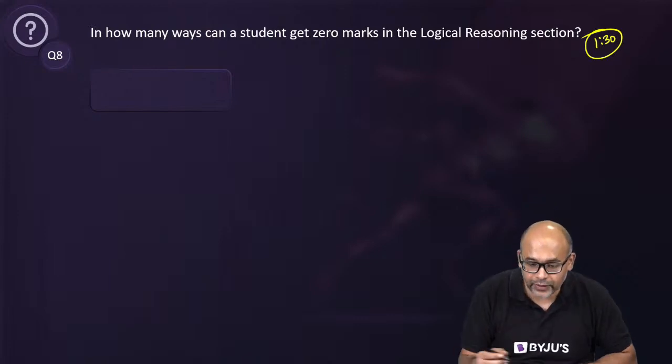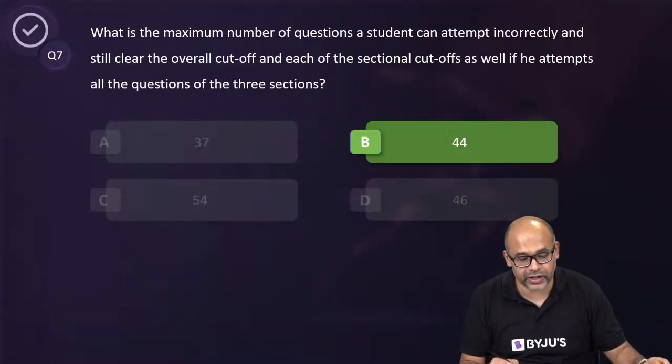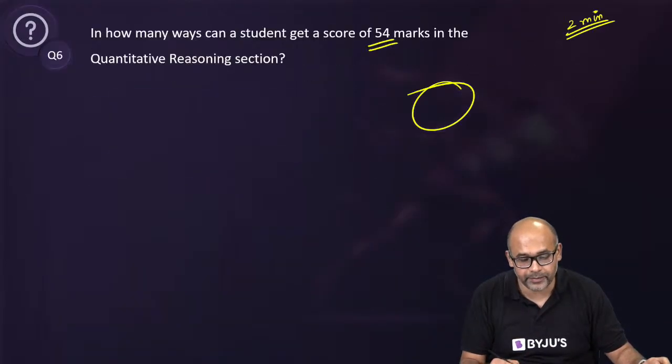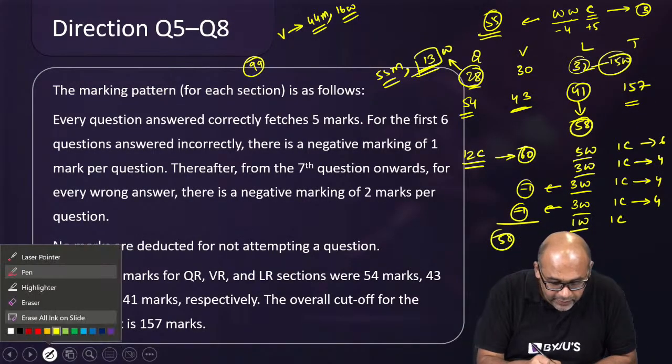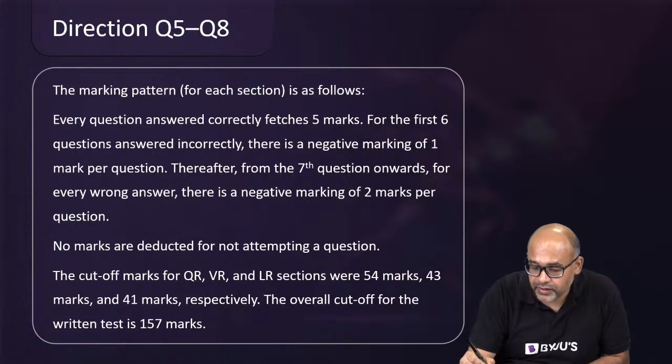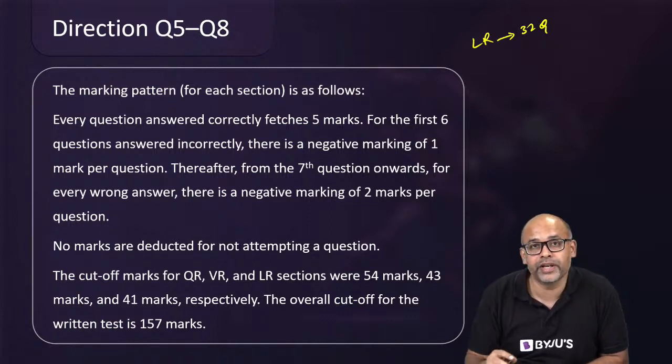Alright, so let's go ahead and take a look at it. In how many ways can a student get 0 marks in the logical reasoning section? Let's take a look at the information slide again. Logical reasoning, that's the last section. So LR has 32 questions, right? And 0 marks is what you need.